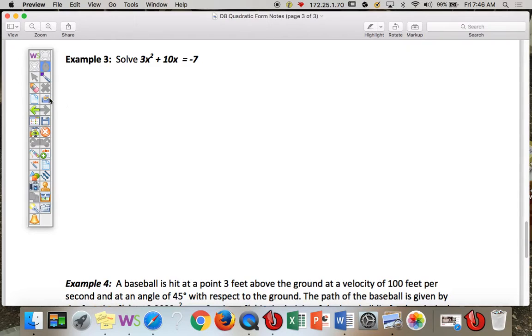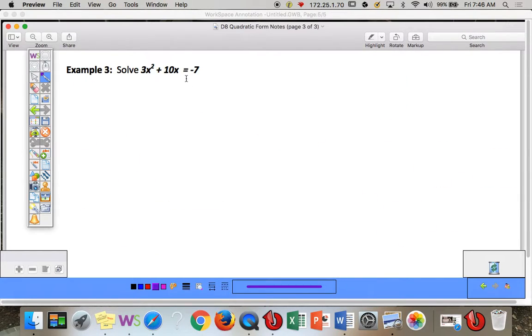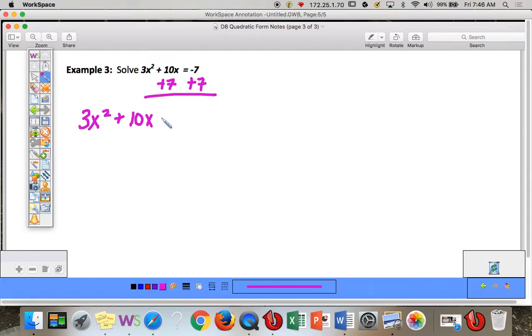Okay, next example. Remember you need 0 on one side, so we have to get rid of this minus 7. So the first step before we use the quadratic formula or identify a, b, and c is add 7 to each side. So here's your quadratic: 3x squared plus 10x plus 7 equals 0. Then you can find a, b, and c. So here a is 3, b is 10, c is 7.